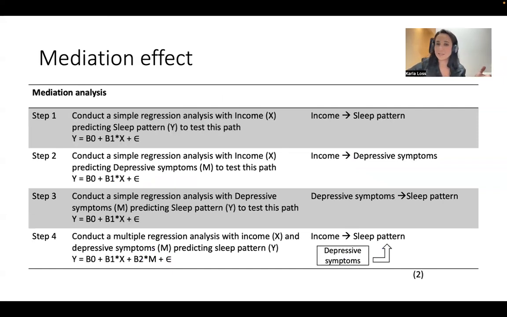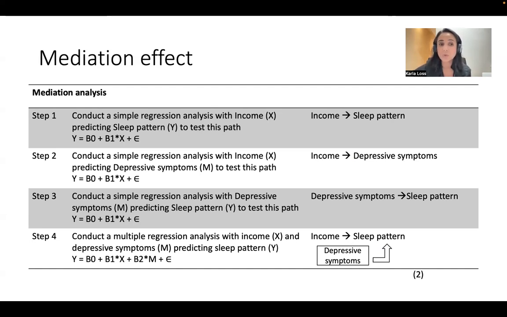So in the mediation analysis, we basically will run 4 different regression models. The first one, we will assess a simple regression analysis with income, our example here, our independent parameter, predicting sleep pattern, our outcome, and test this pathway. So it's a simple pathway with one independent parameter and one outcome. The second step, we would keep our exposure as income, but we would test depressive symptoms as outcome. So we would try to predict depressive symptoms by our independent parameter.